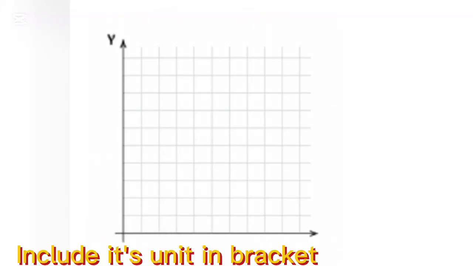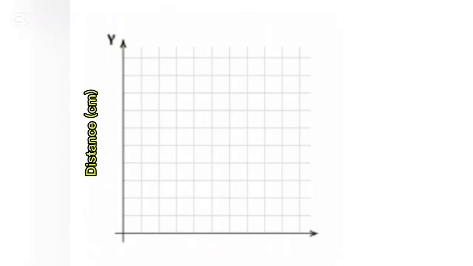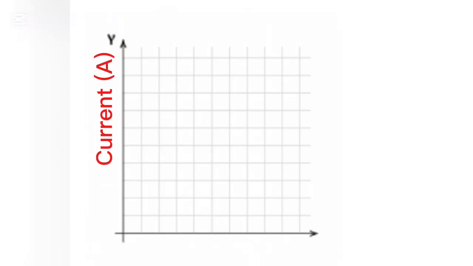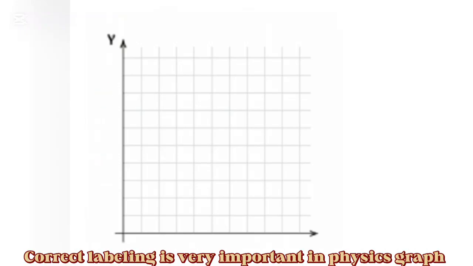Next, label each axis clearly. Write the physical quantity along the axis and include its unit in bracket. For example, you may write distance in centimeter, potential difference in volts, or current in amperes. Correct labeling is very important in physics graph.